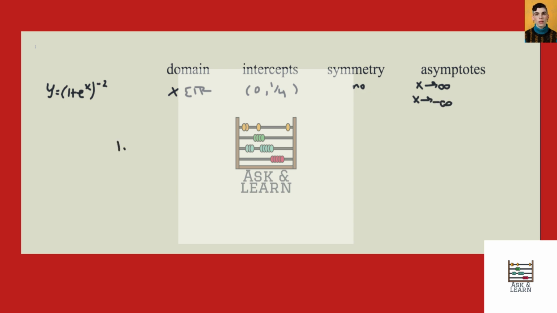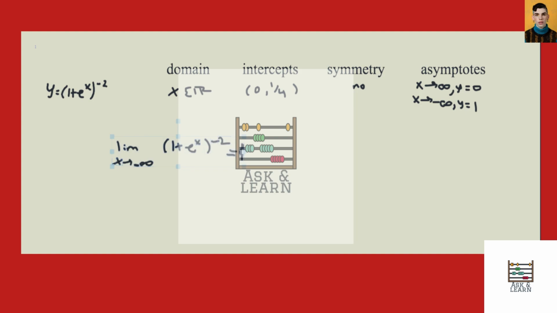So the limit as x approaches infinity of our function, 1 plus e to the power of x to the negative 2, that's going to give us 0. So y equals 0 is an asymptote. And negative infinity is going to give us 1. So y equals 1 is another asymptote.